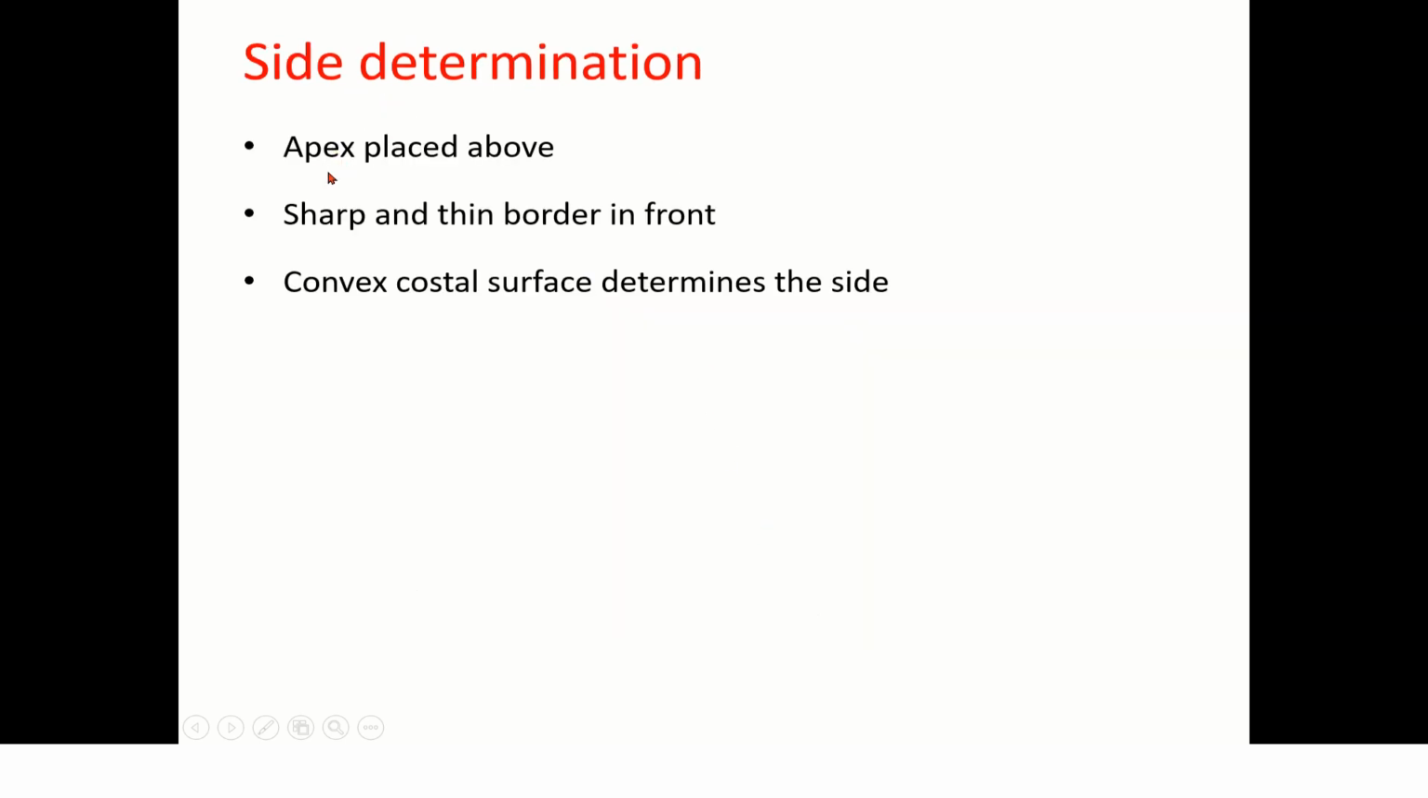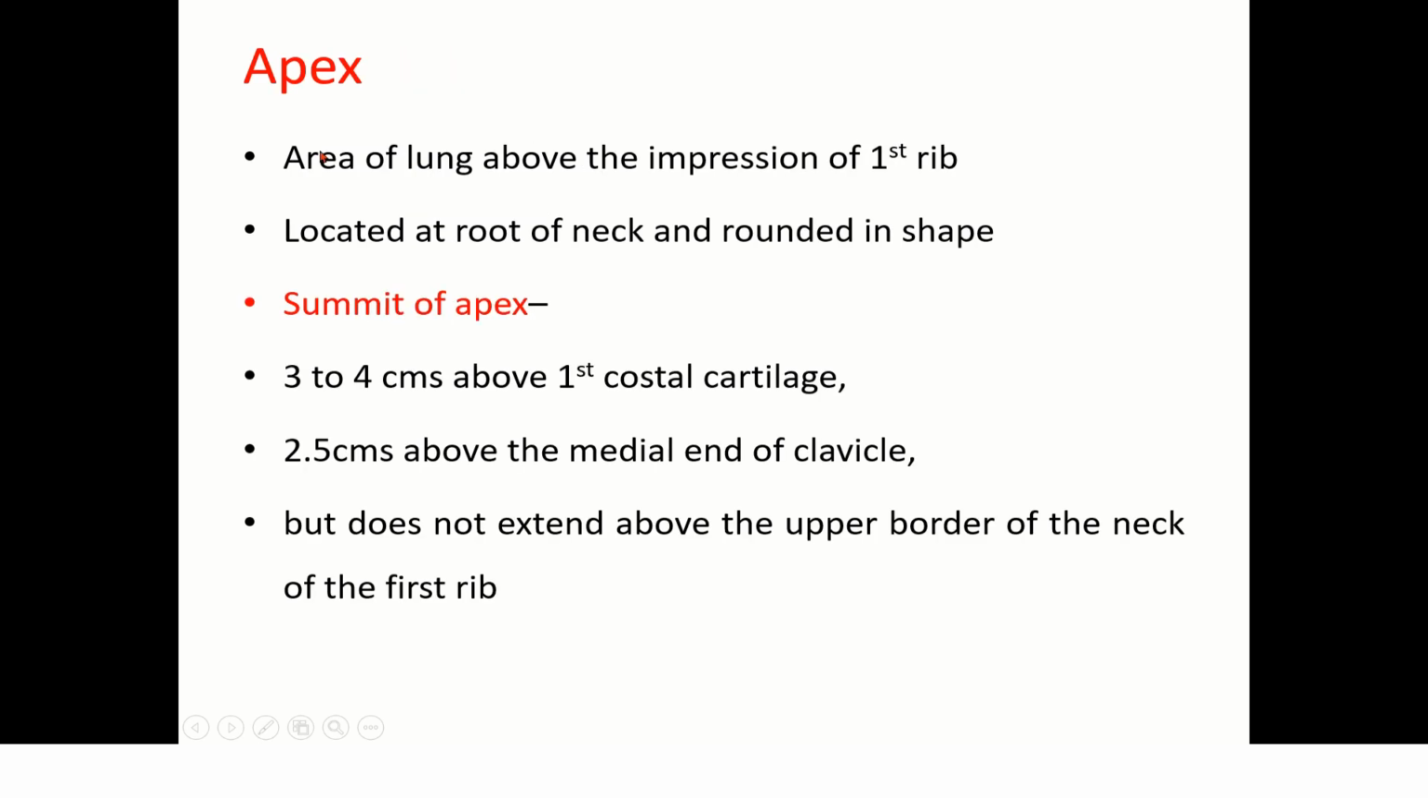Site determination. So apex will be placed above, sharp and thin anterior border in front. The convex costal surface will determine the side. So apex of the lung is the area of the lung above the impression of the first rib. Located at root of the neck, it is rounded in shape. The highest point of the apex is the summit.